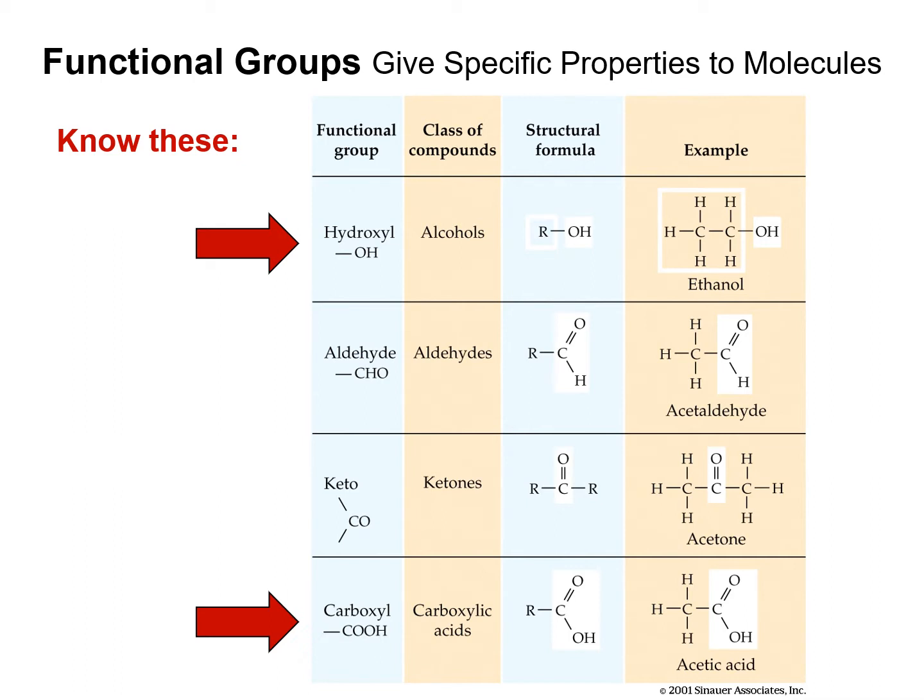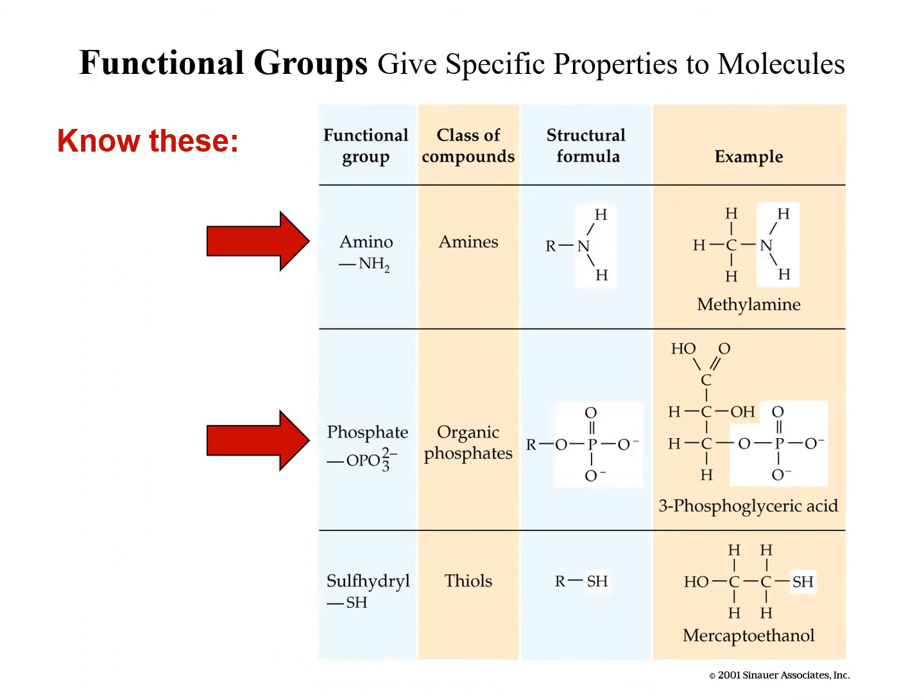The last one on the page there is the carboxyl group. And this generates a class of acids. An example that you've probably heard of is acetic acid. That is simply vinegar. On to a couple more.